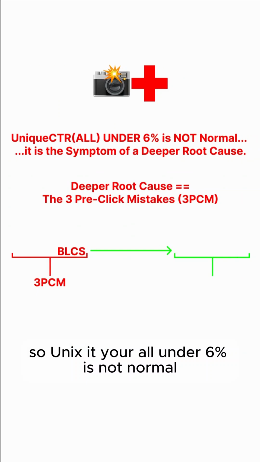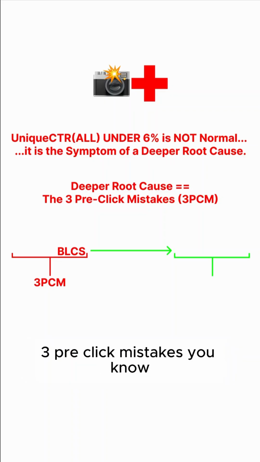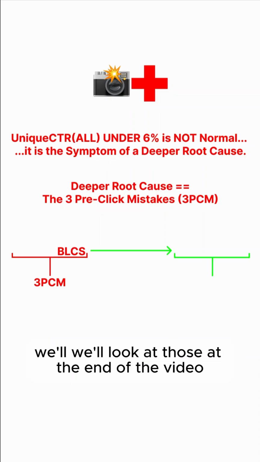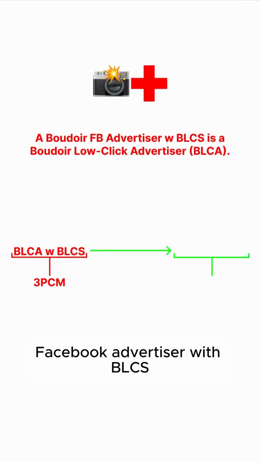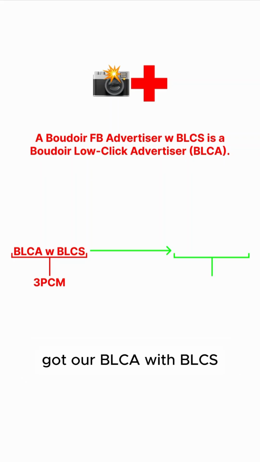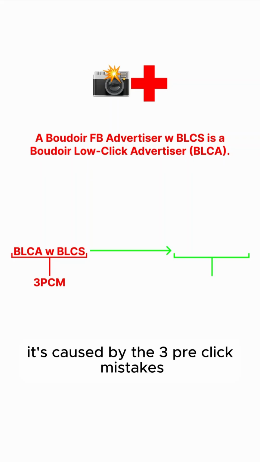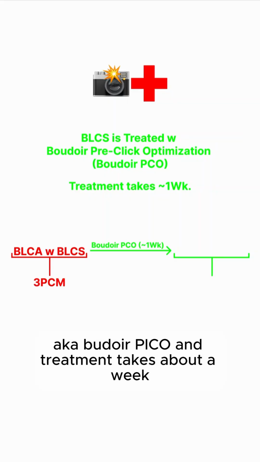So unique CTR under 6% is not normal, it's the symptom of a deeper root cause. And the deeper root cause are the three pre-click mistakes. We'll look at those at the end of the video. We also know that a boudoir Facebook advertiser with BLCS is a boudoir low-click advertiser, a BLCA. So we're building up our universe here. Got our BLCA with BLCS. It's caused by the three pre-click mistakes. We also know that BLCS is treated with boudoir pre-click optimization, aka boudoir Pico, and treatment takes about a week.